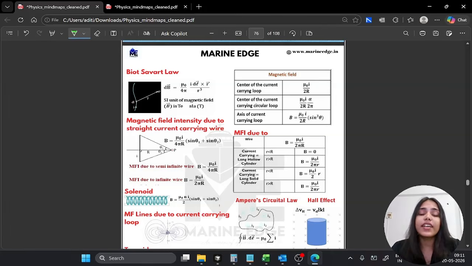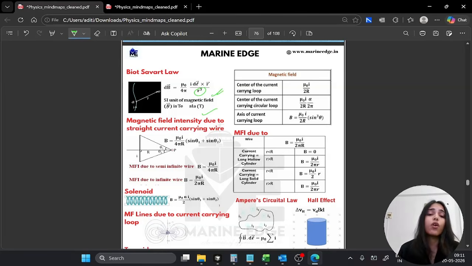So, if there is a current carrying conductor, it will have a magnetic effect because of that. The magnetic field due to a current carrying conductor is proportional to the length of the conductor and the distance at which we are calculating it. So, the formula is mu naught by 4 pi I dl cross r upon r cube, and the SI unit of magnetic field is Tesla.